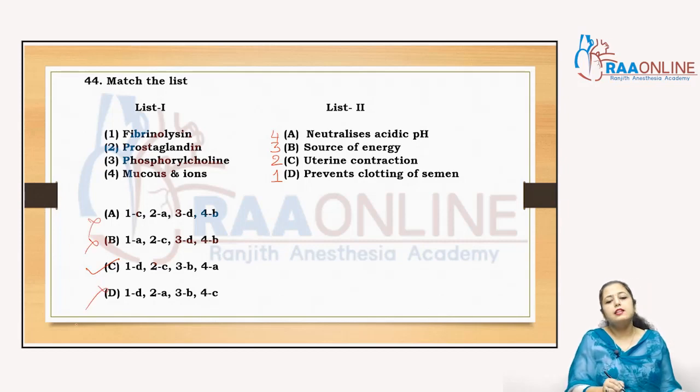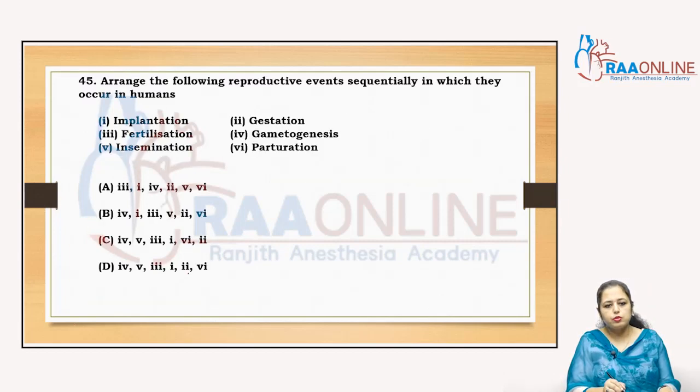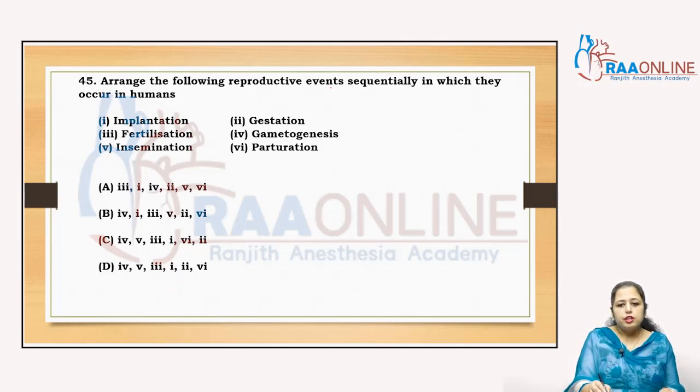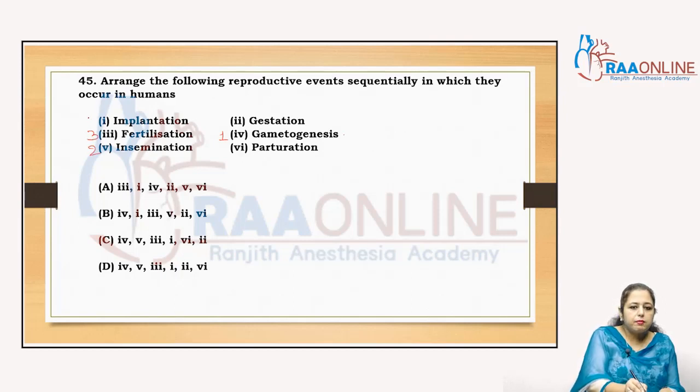All these are cancelled. Now come to the last question, that is the 45th. Arrange the following reproductive events sequentially in which they occur in humans, right? First is the gametogenesis, right? So first one is the gametogenesis. Second, after the gametogenesis, what will happen? Insemination, then fertilization, right? After that the implantation, then gestation, and then the parturition.